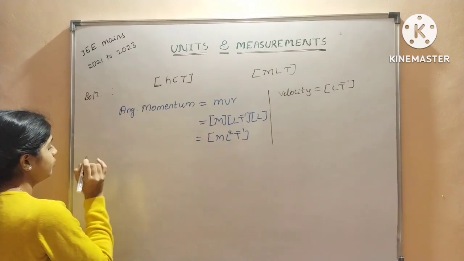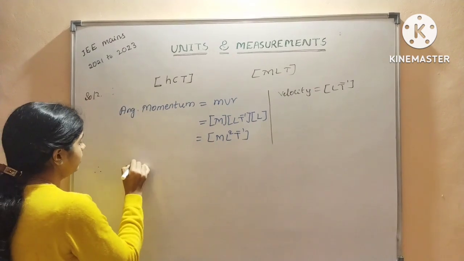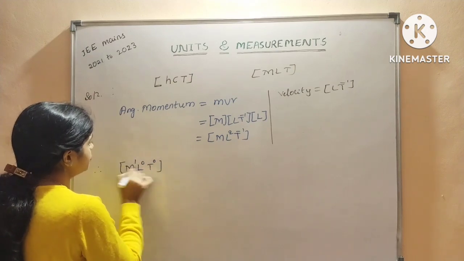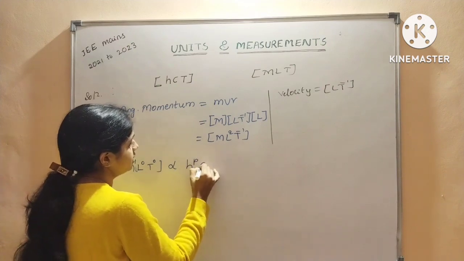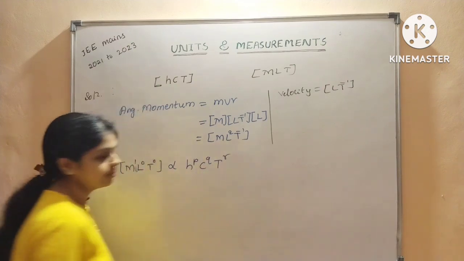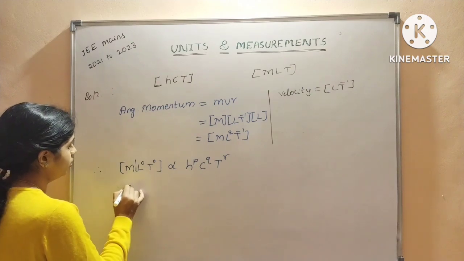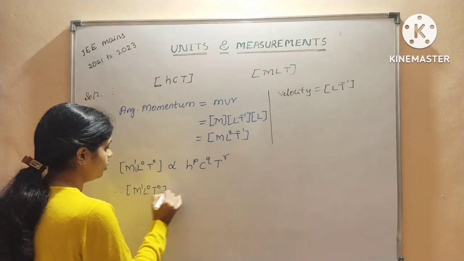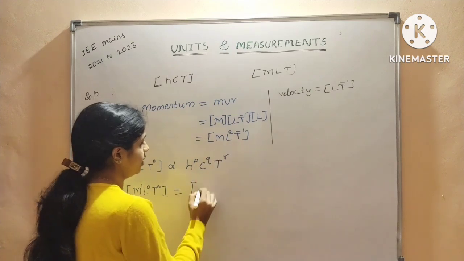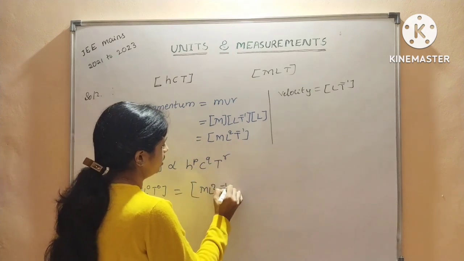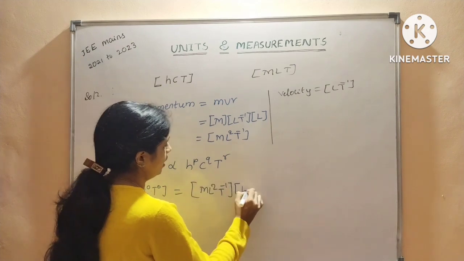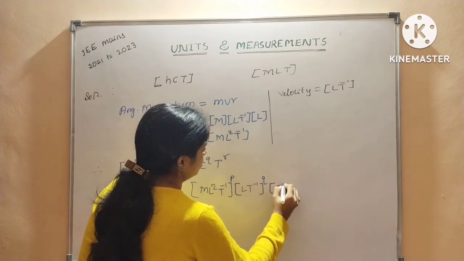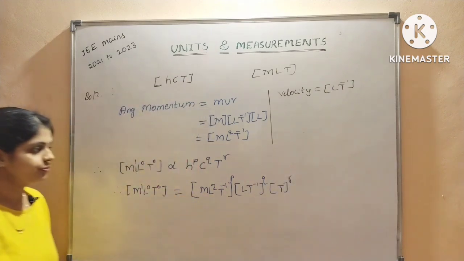Therefore, from the question, the dimension of mass M^1 L^0 T^0 is directly proportional to h^p c^q t^r. Therefore, the dimension M^1 L^0 T^0 equals, what is h? Dimension of h, ML^2T^-1. Dimension of velocity of light is LT^-1, power q. Dimension of time T, power r.